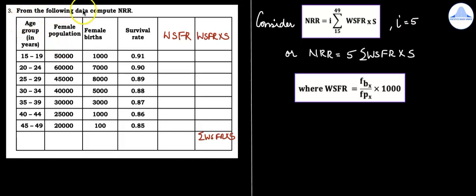Third question, from the following data, compute NRR. The age groups in years from 15 to 19 up to 45 to 49 are given. Then the corresponding female population, the female births, as well as the survival rates are given.